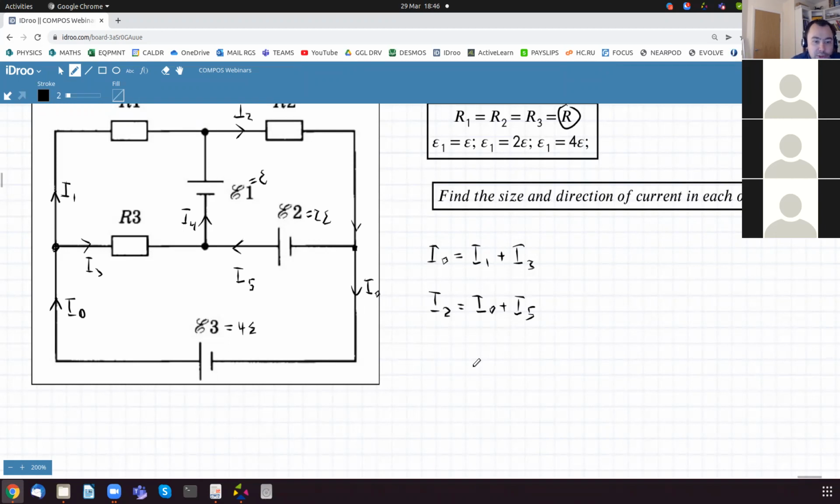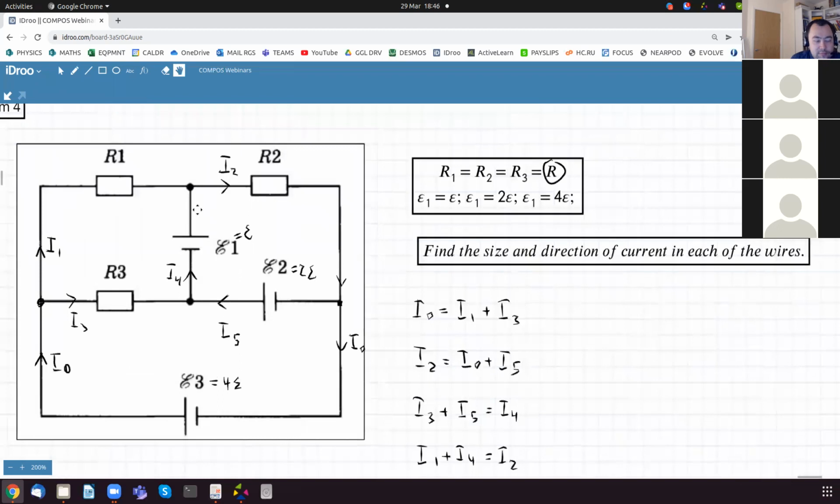Then we have 2 more junctions. So I3 plus I5 is I4, and I1 plus I4 is equal to I2. Right. Okay.